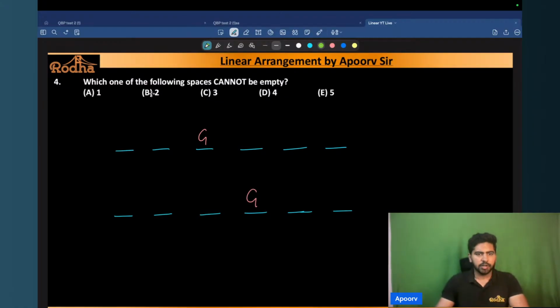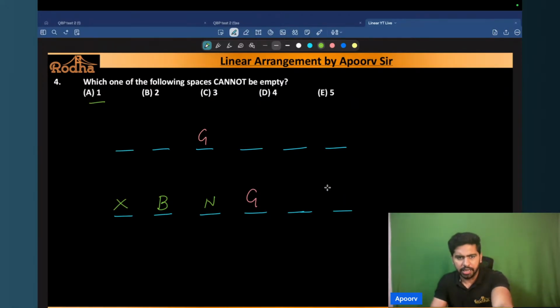Option number A is what you're saying. Space number 1 cannot be empty. Why not? It can be empty, right? If I put this space as empty, I put Bulbul and Nana here, and I put Daya here and Chameli here. That is a possible arrangement. So space 1 can be empty, right? Space 1 can definitely be empty.